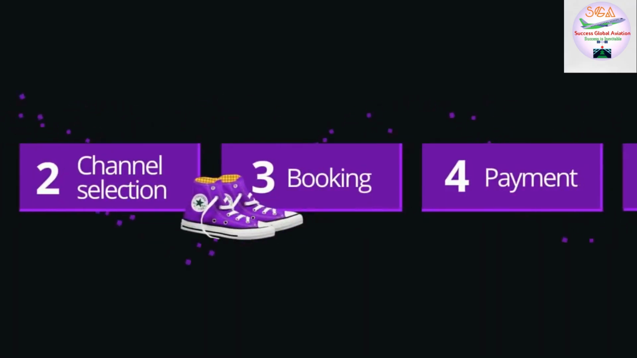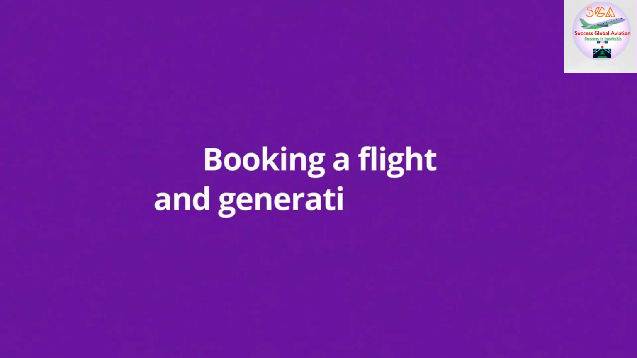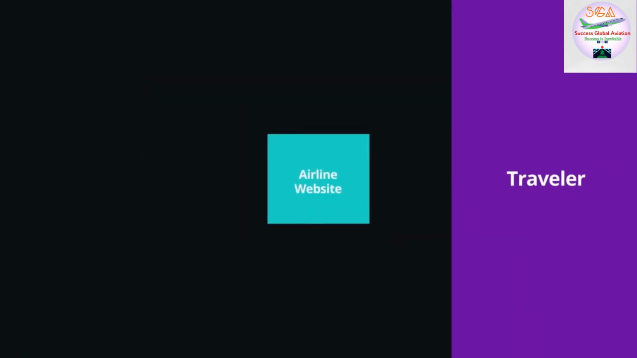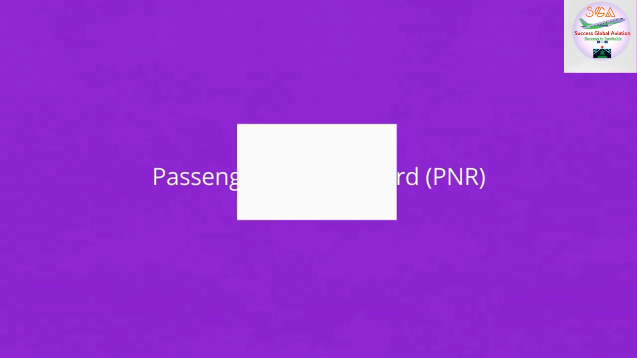Meanwhile, let's see what's happening next in the booking process. Step 3. Booking a flight and generating a PNR. While booking a flight, the website collects personal data to create a PNR, passenger name record.